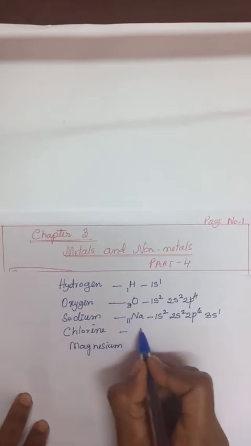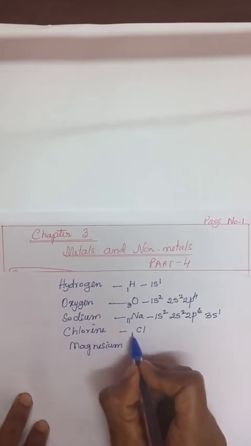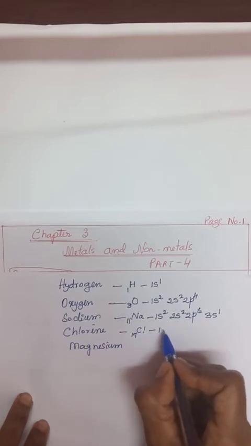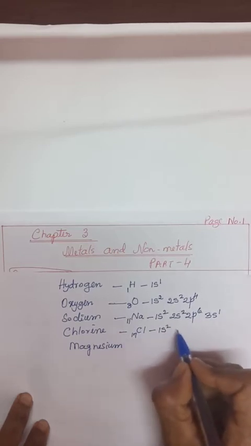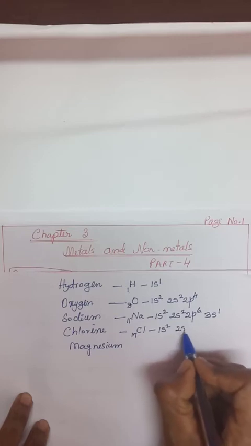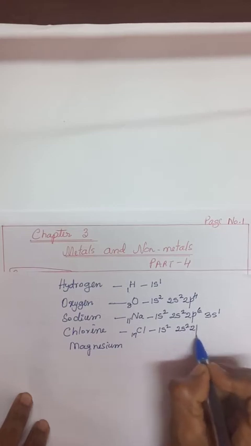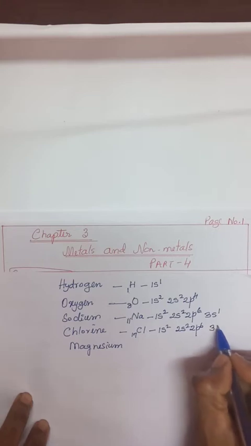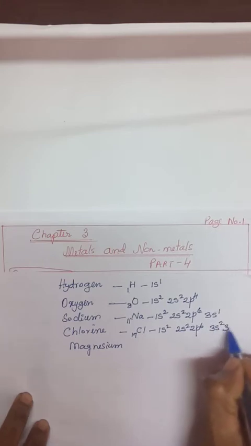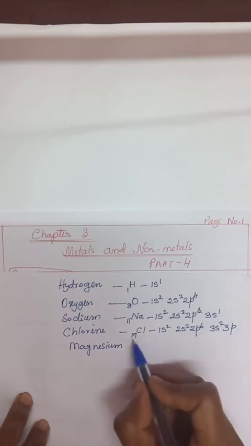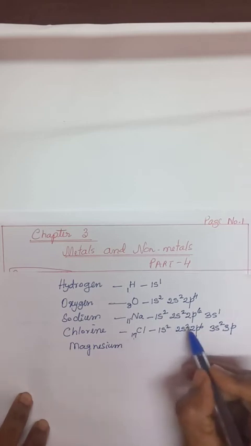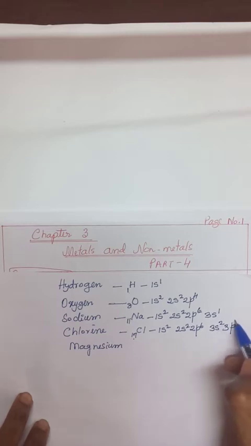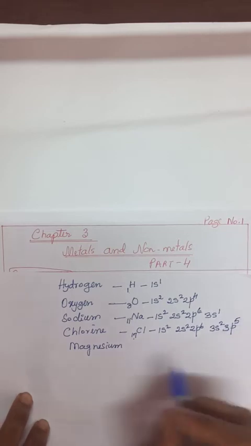Chlorine, its symbol is Cl, its atomic number is 17. Write its electronic configuration 1s2. After filling the first shell, electrons go to the second shell, 2s2, 2p6. Now electrons go to the third shell, 3s2, 3p. We want 17 electrons, count: 2 plus 2, 4, 4 plus 6, 10, 10 plus 2, 12, 12 plus 5, it is 17.